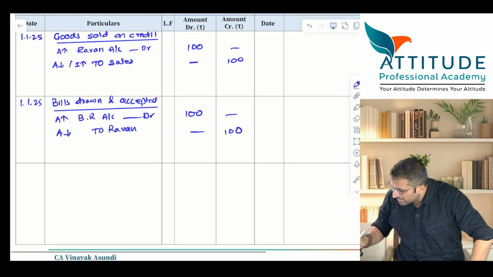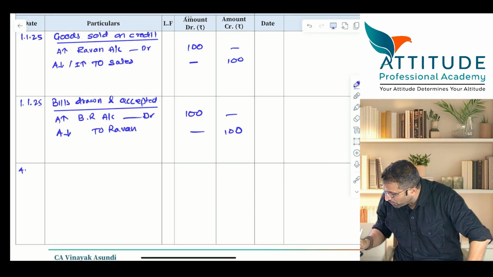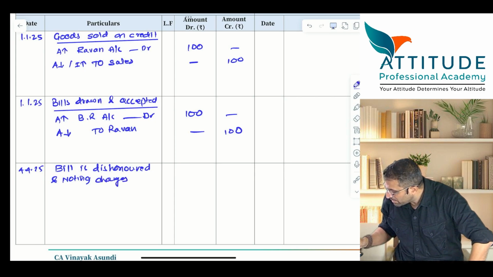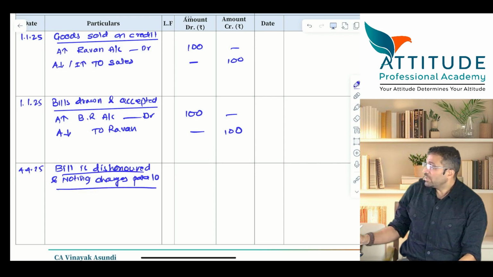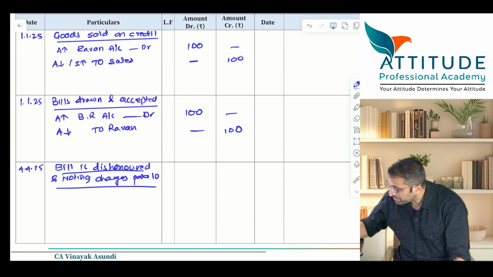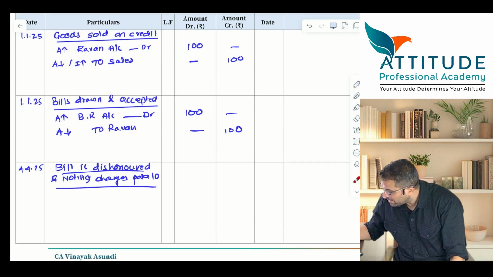Now here is the thing. On 4/4/2025, is the bill honored or dishonored? The bill is dishonored. And noting charges? Noting charges paid 10 rupees. Now tell me the entry. One second, wait. Let me see how many of you can answer it.